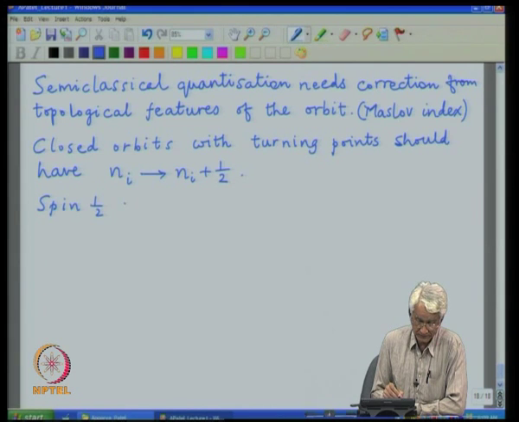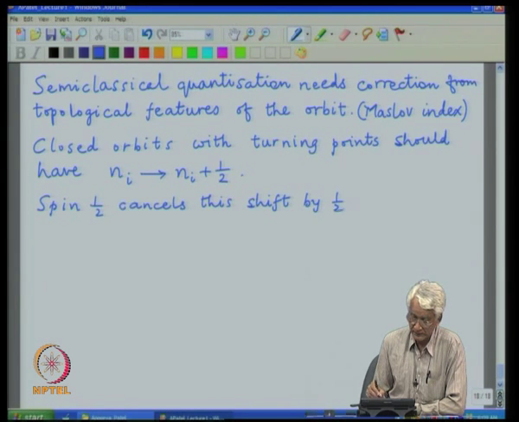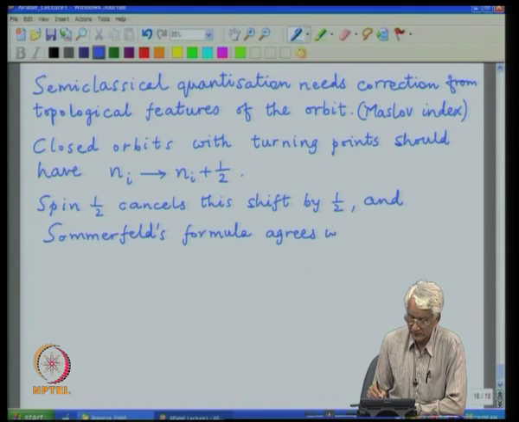half actually cancels this shift by half, and Sommerfeld's formula agrees with experiment.